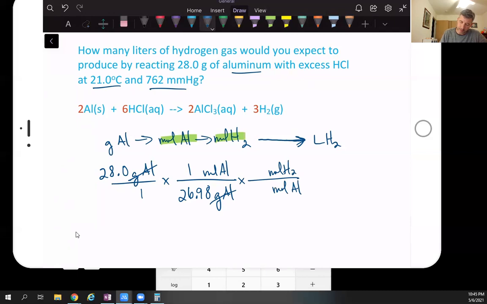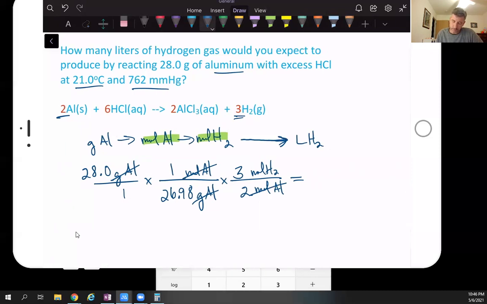And it looks like in our balanced equation, we have 2 moles of Al for every 6 moles of, sorry, that was HCl. Yeah, we're not talking about HCl, we're talking about H2. My bad. So 3 moles of H2, there we go. Okay, and I'm going to stop there because I'm going to need the ideal gas law to do the last part, to go from moles of hydrogen to liters, right?